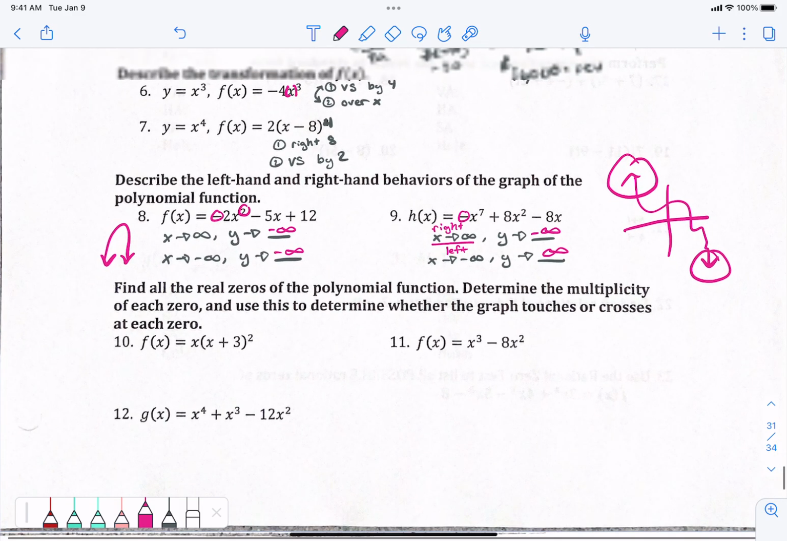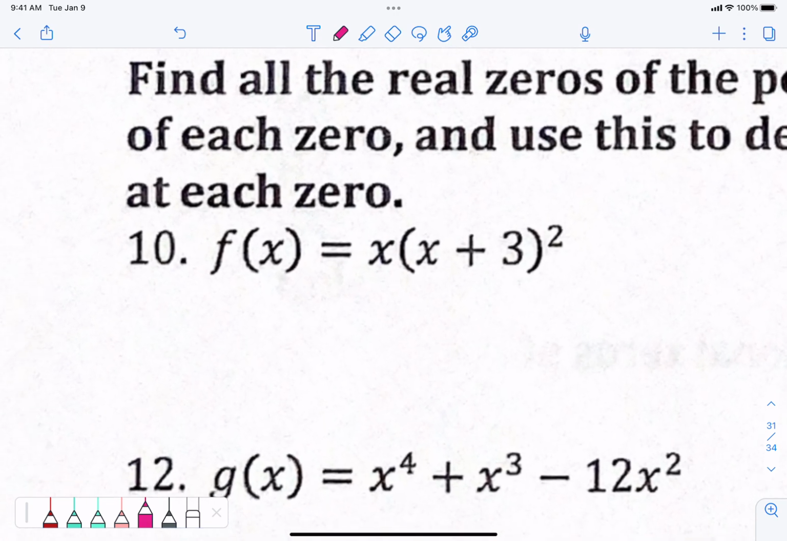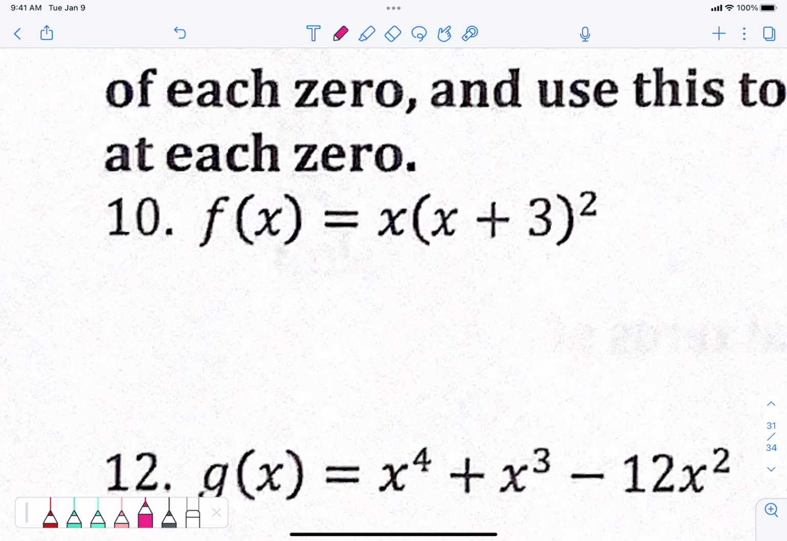Okay. Find all the zeros. Determine the multiplicity of each zero. But first, before we do that, number 10: what is his degree? 3. If you multiply everything out, he would be to the 3rd power. So that means all my multiplicities have to add up to be 3. I'm not going to multiply him out because he's already factored for me.